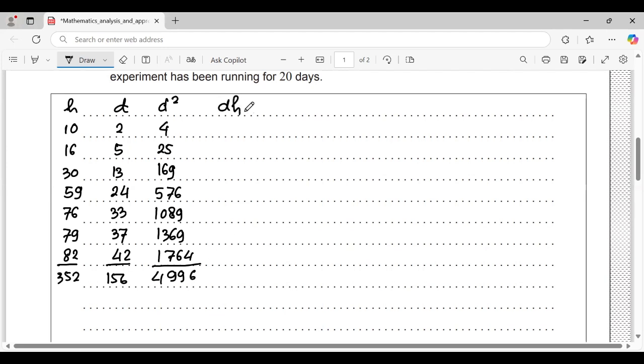D times H: 20, 80, 390, 1416, 2508, 2923, 3444. If you calculate the sum, it is 10,781.